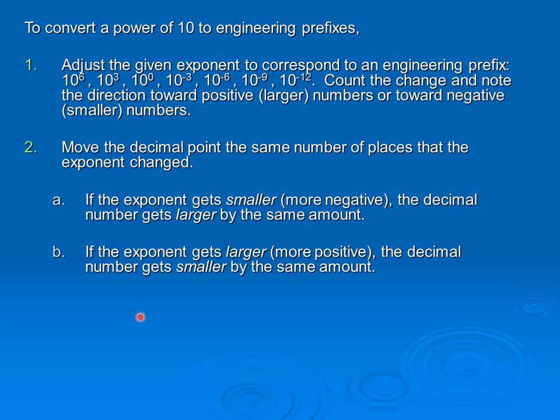For example, if you have a 10 to the power 5, you may want to make it 10 to the power 6, or 10 to the power 3, because you have to stick with one of those, and they go in increments of 3. Then you have to adjust the number in that manner. If the exponent gets smaller, the number gets larger. Remember, that's always true. We did it before. If the number gets smaller, the exponent gets larger.